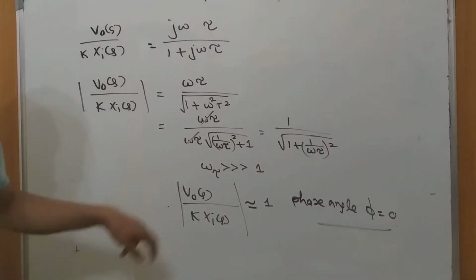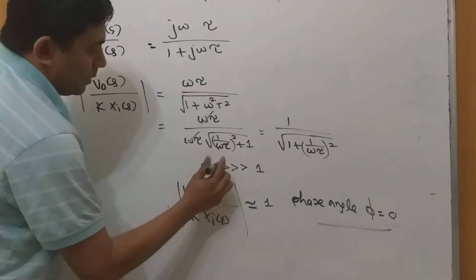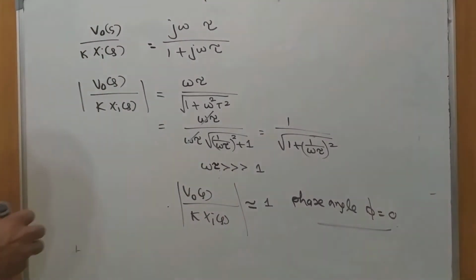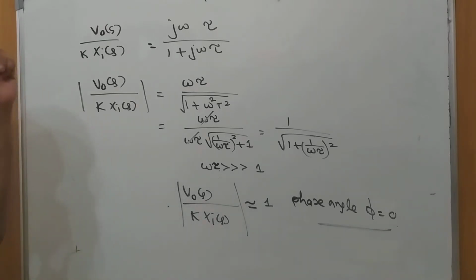Now let us look at a value of omega tau which is very high. Assume that it's a very high value, much higher than 1. In this case, the above equation can be approximated as equal to 1, and the corresponding phase angle is supposed to be 0. If you apply the same rule for the phase angle, which is tan inverse b by a minus tan inverse d by c, then we will get a phase angle also equal to 0.